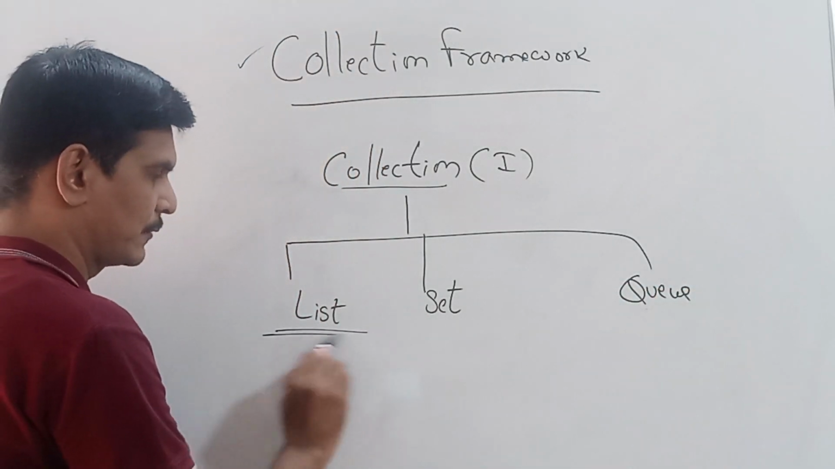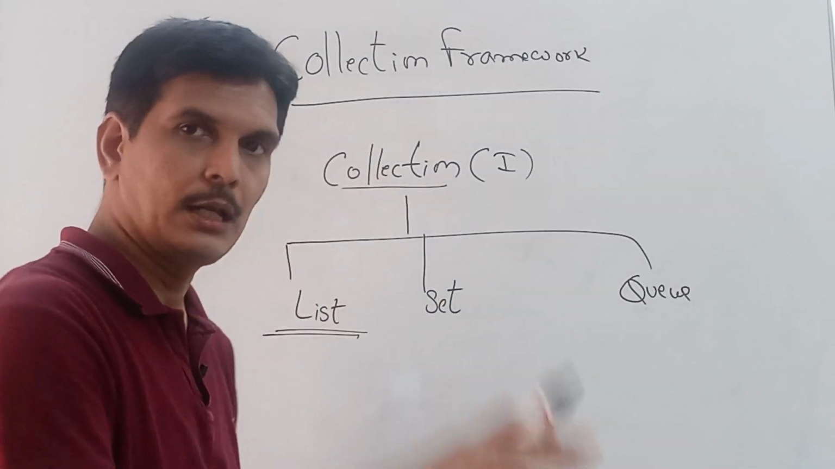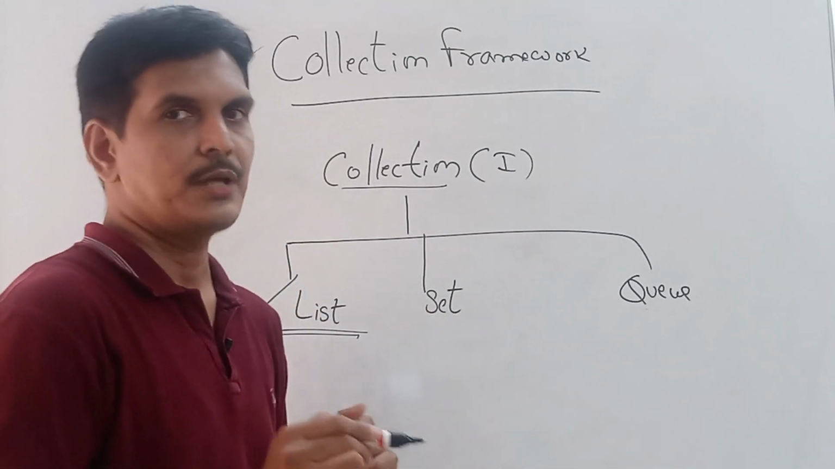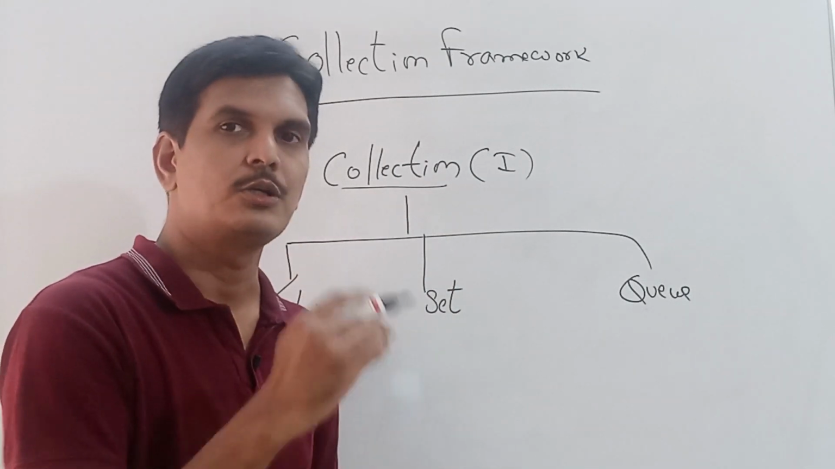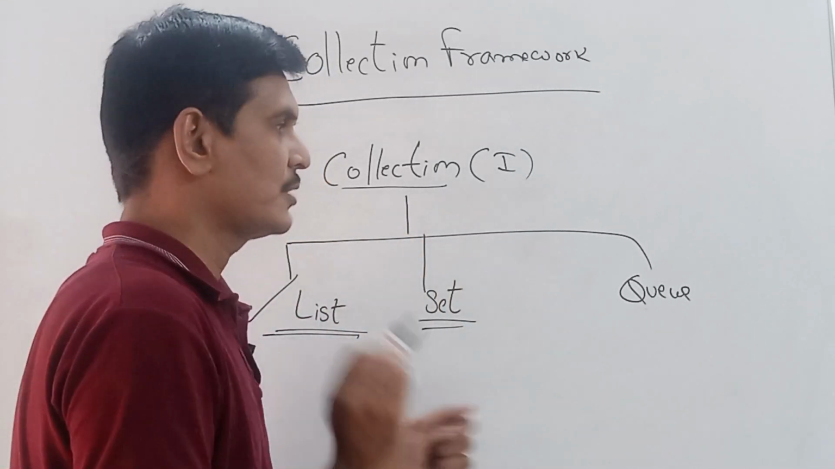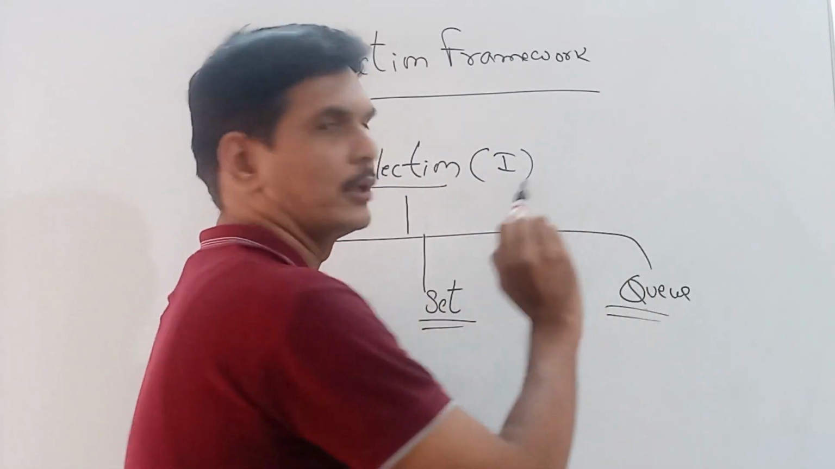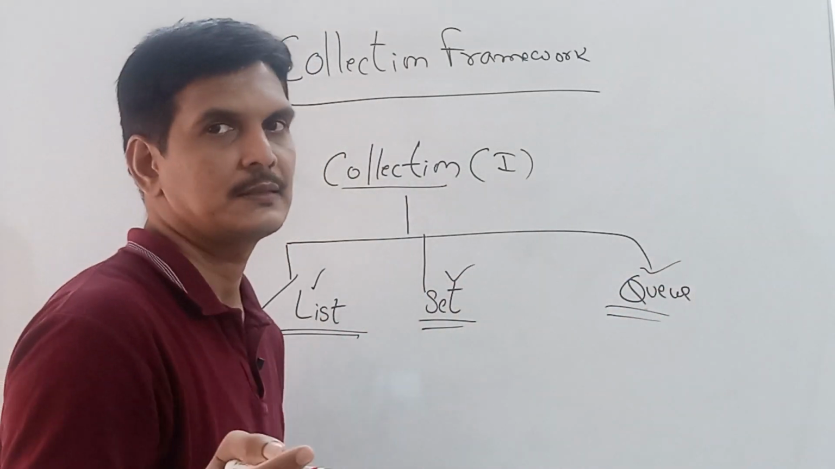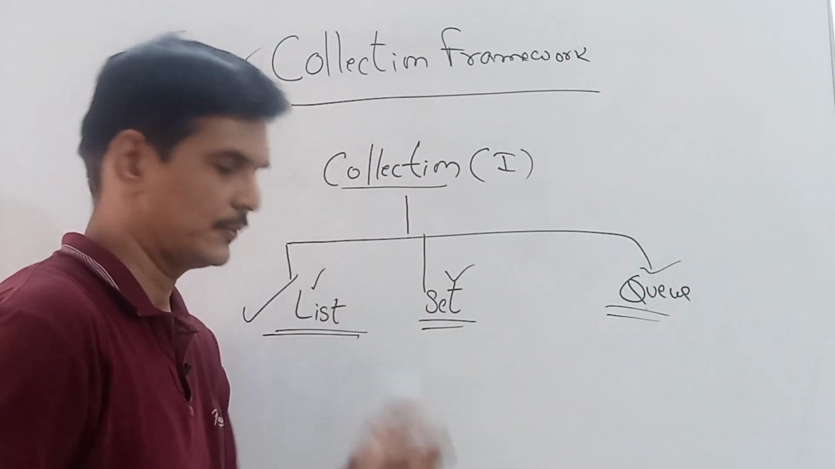The list interface will be preferred if you have a group of objects where insertion order is preserved and duplicates are allowed. Suppose I have a group of objects where insertion order is not preserved and duplicates are also not allowed, then we can go for the set interface. And suppose I have a group of elements which are prior to processing, then we can go for the queue interface. Each interface is implemented using different classes. So these are all the basic interfaces we have under the collection interface.